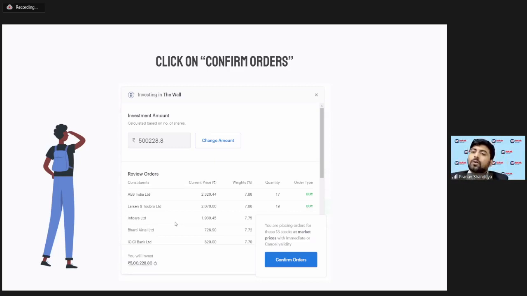All these stocks in their respective quantities, in one single order, will be picked up in your trading and demat account. So at what prices will these stocks be picked up? They'll be picked up at the current market price. So these are not limit orders. All these orders will get triggered at whatever is the price of these particular stocks at that particular moment.